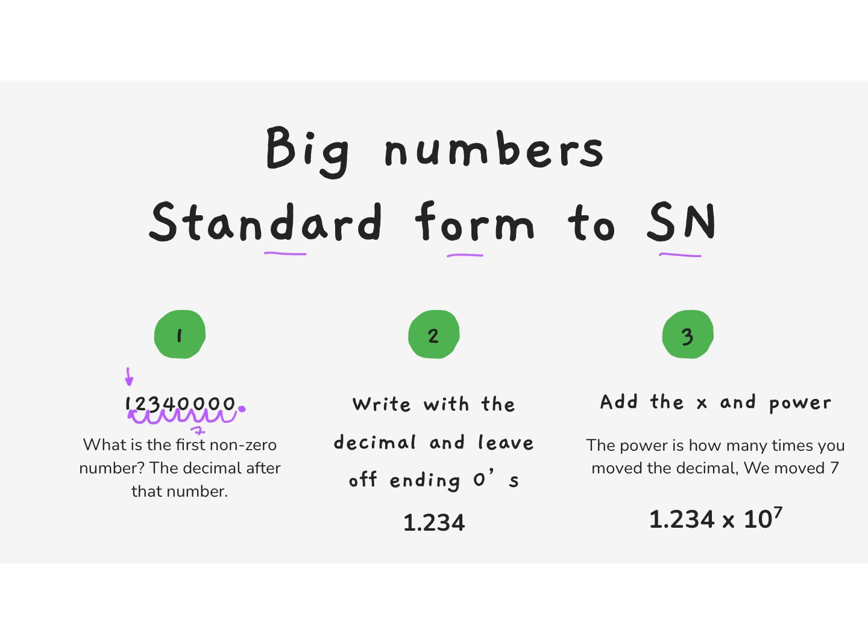And then the next thing we're going to do is write the number with the decimal, and we're going to leave off all of the zeros. Do you see all these zeros right here? They're going away. So it becomes 1.234. There's your decimal right there. And then we add this multiplication symbol, and it's always a base 10. And then this is our exponent, number 7, because that's how many times we moved our decimal point. So 1,234,00000 becomes 1.234 times 10 to the power of 7.